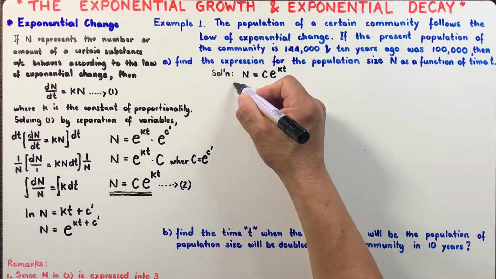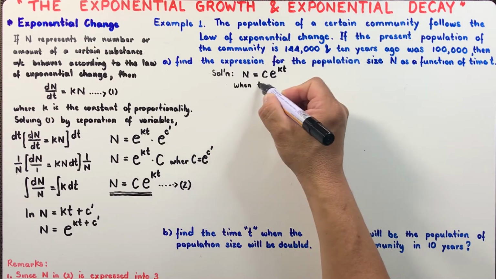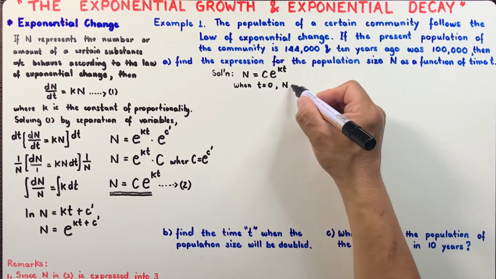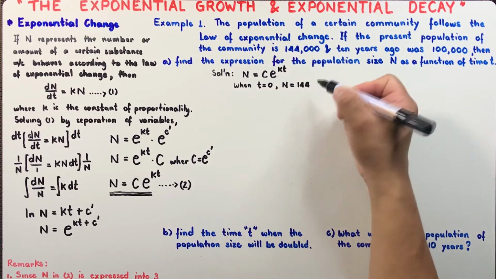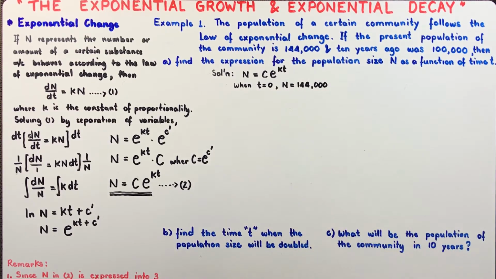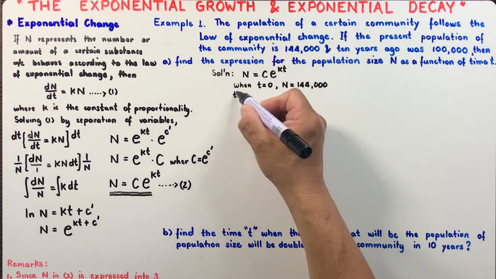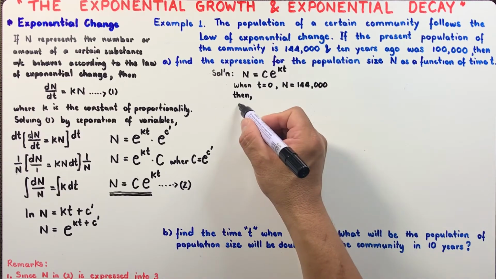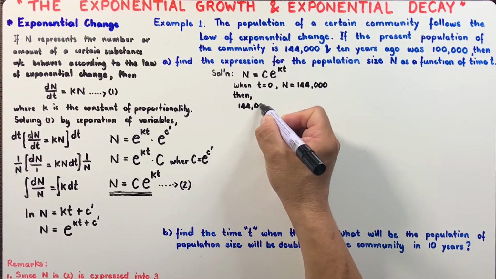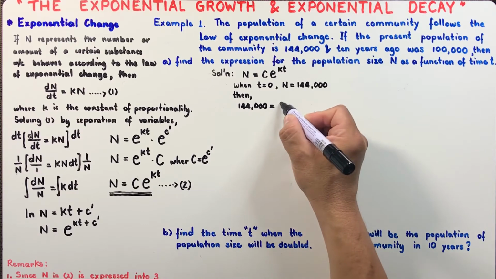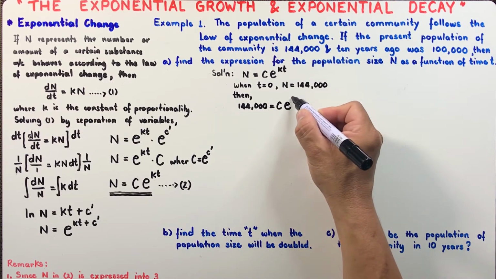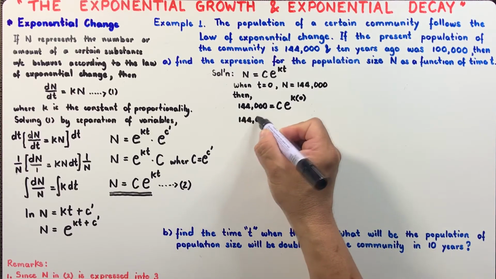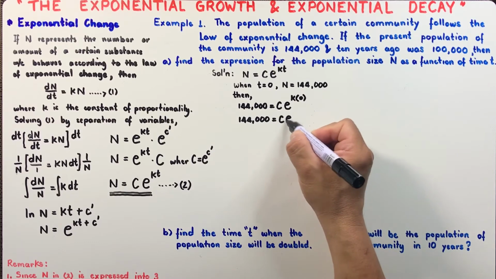Now, it was given in the problem that the present population of the community is 144,000. Then we can write here that when t is 0, meaning at the start, our population size is equal to 144,000. So 144,000 is equal to c times e to the power of k times 0. And k times 0 is 0.